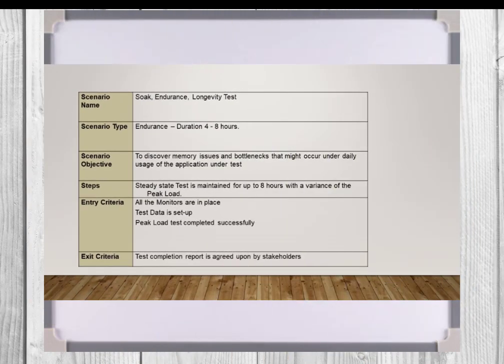The names soak, endurance, or longevity indicate the testing is intended to run an application at some level of intensity to determine if it can continue over some time with a steady response. It is expected that the memory and database buffer management remain operational, with no losses.